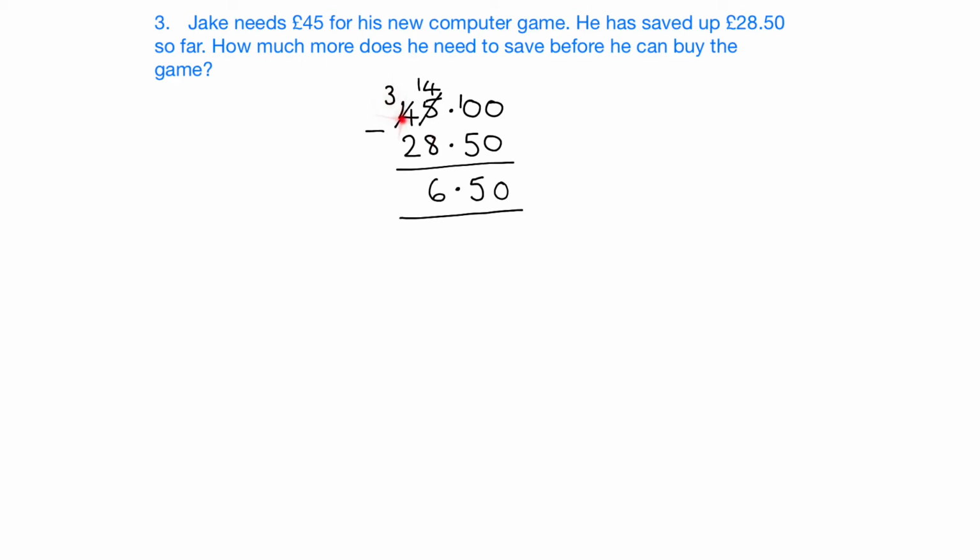And then onto the last column, 3 take away 2 is 1. So we need a pound sign because it's money. So the answer is he needs to save up £16.50 more before he can buy the game that costs £45.